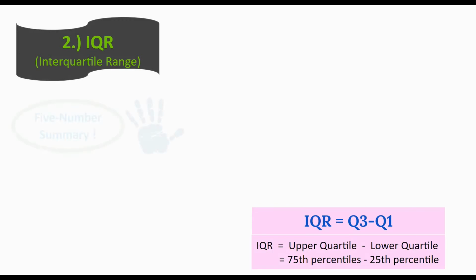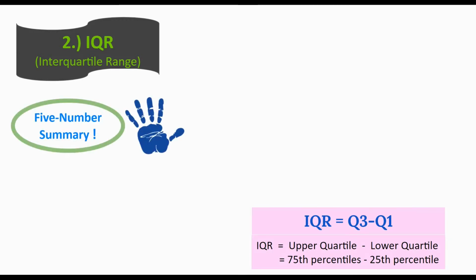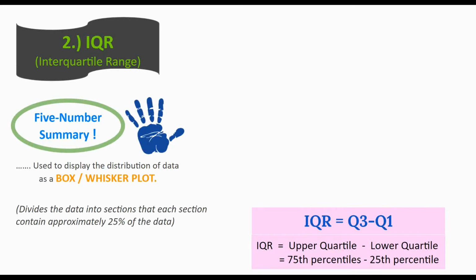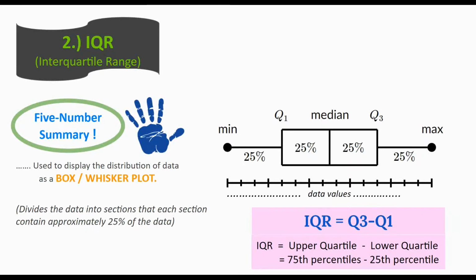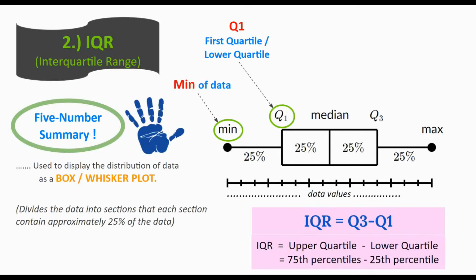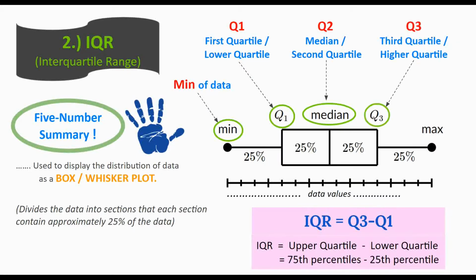To understand this, if you are aware of the box and whisker plot, you might know the 5-number summary, which is used to show the distribution of data in a box plot. There we divide the data into sections so that each section contains approximately 25% of the data. The 5-number summary is the minimum of the data, then Q1, the first quartile, that is the lower quartile. Then the median, which is the second quartile, Q2. Then Q3 is the third quartile or the higher quartile. And finally, the maximum value of the data.